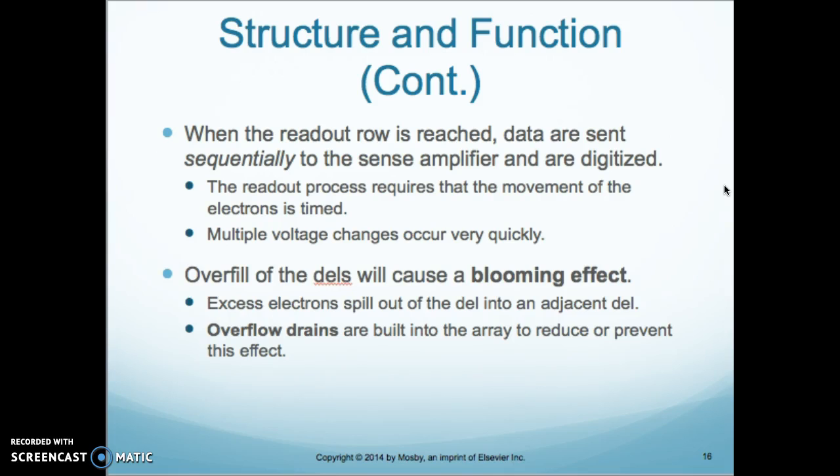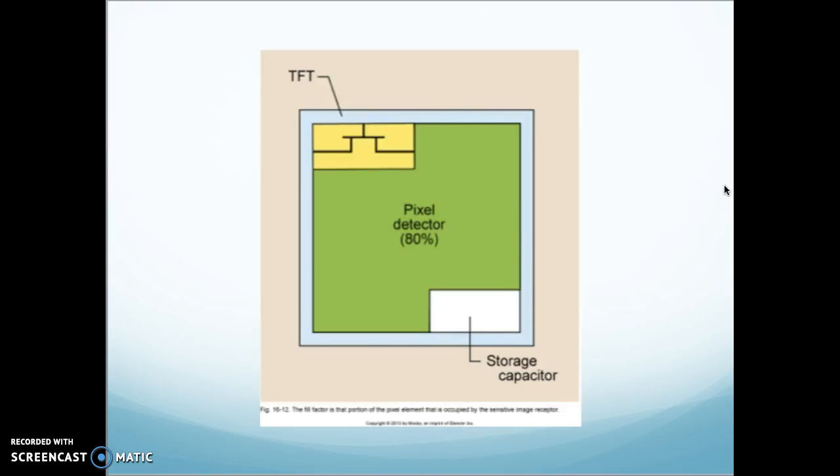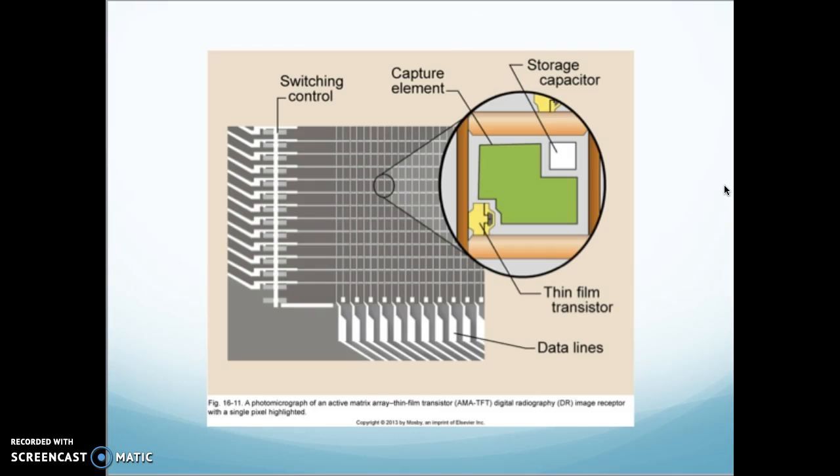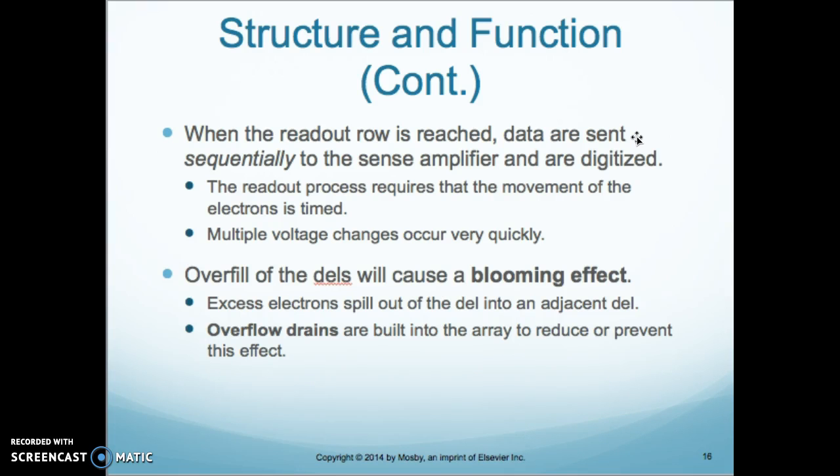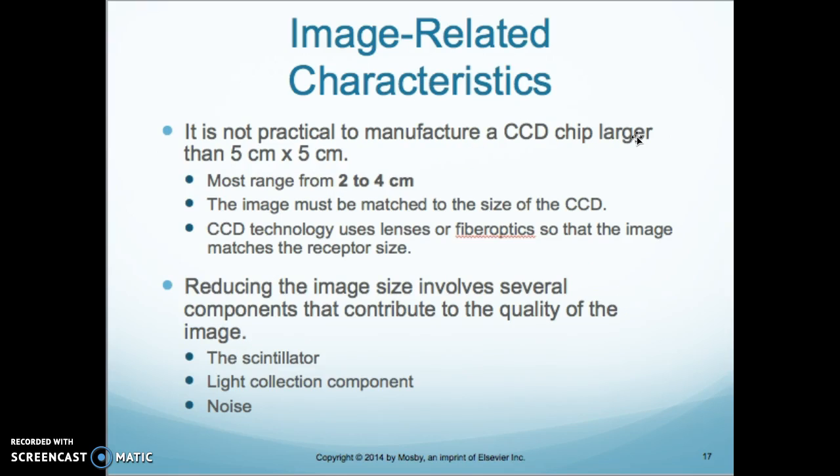So it's when excess electrons spill out of the well and into the adjacent well. So there are overflow drains built into the array to reduce or prevent this effect. When we look at these, you can see that there's space in between, and the area around it is to protect it from overflow, or the blooming effect.